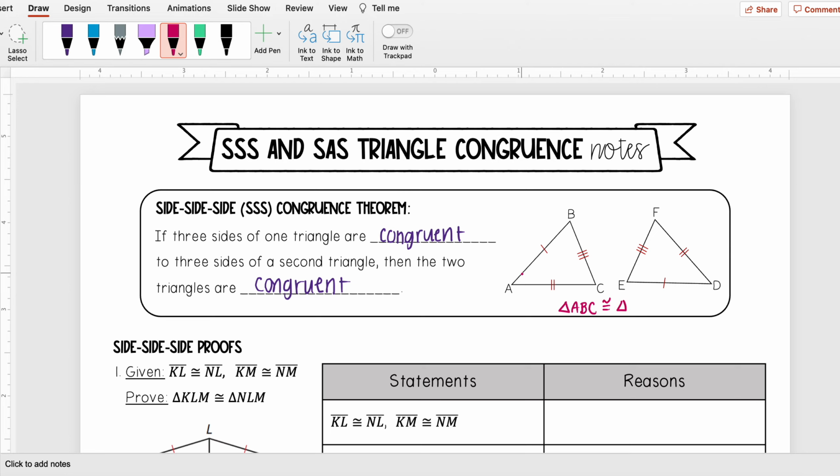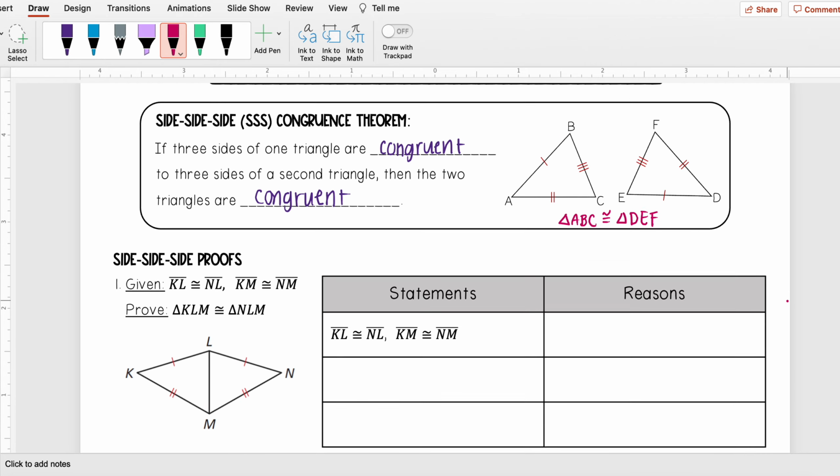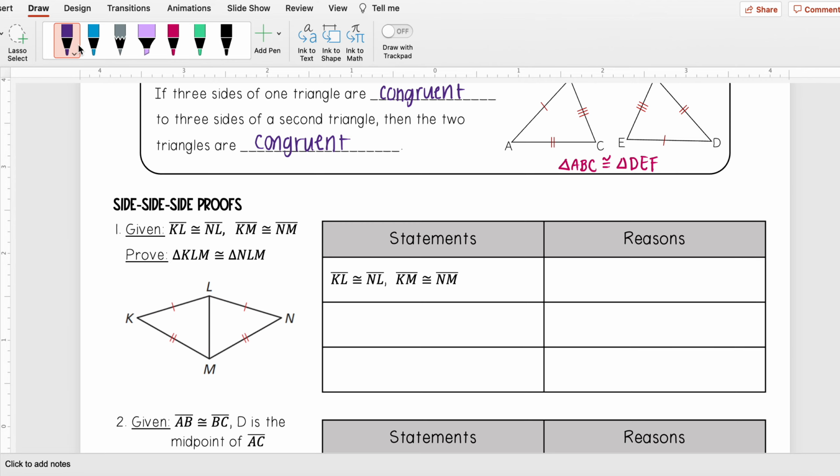However, remember that the order of my letters is super important. The order I put my letters for the second triangle needs to match with the angles that they're going to be congruent to. So I see that A is the point that is between the 1 and 2 tick marks. So it's going to match up with the D, that's also connected by the 1 and 2 tick marks. B is between 1 and 3, and so I see that E is the one that's between 1 and 3 here. And then that leaves F. So let's go through some proofs of showing that two triangles are congruent.